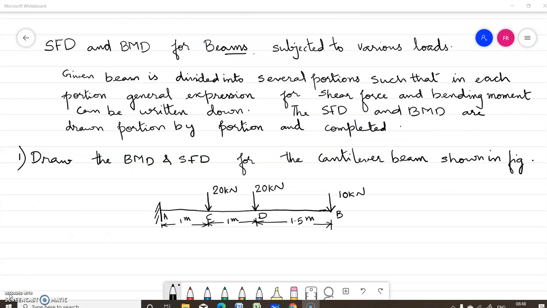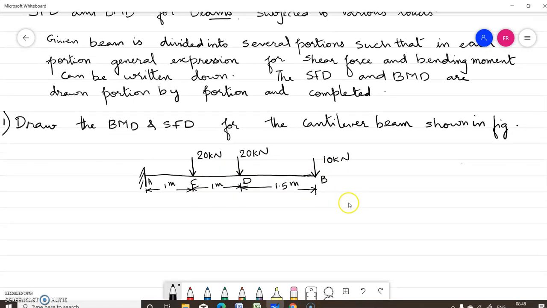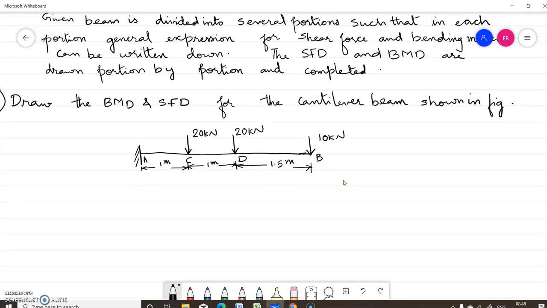Now we'll see how to draw the shear force diagram and bending moment diagram for beams subjected to various loads. In this case, you can see a cantilever beam subjected to 3 different kinds of loads at different distances from the fixed support. Here we can divide the given beam into several portions such that in each portion a general expression for shear force and bending moment can be written, and the shear force and bending moment diagram for each portion can be completed. For example, consider this cantilever beam.